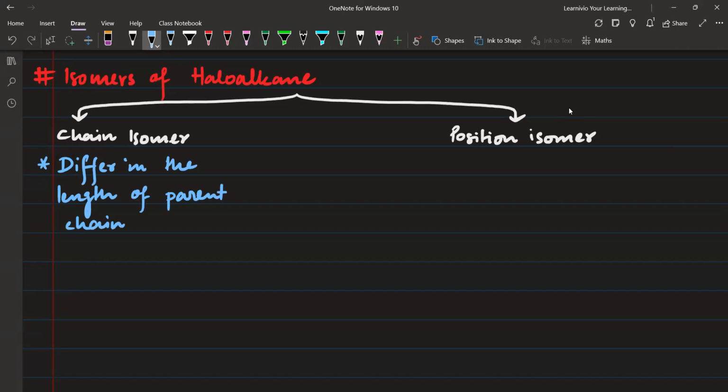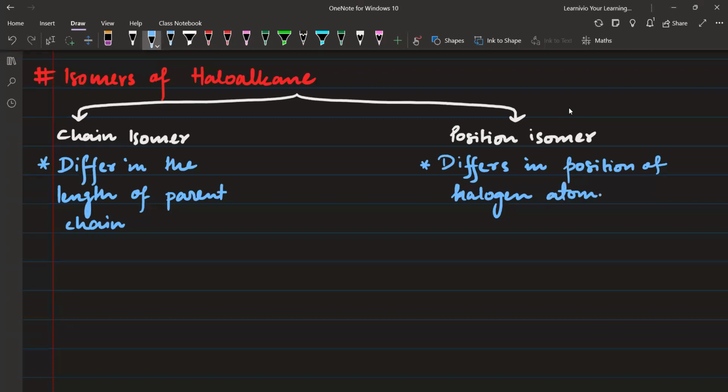Length of parent chain. Position isomer में क्या होगा? In position isomer, the functional group, or the halogen atom in this case, will be in different positions. Molecules or compounds which have the same molecular formula but differ in the position of the halogen attached. So, differs in position of halogen atom.